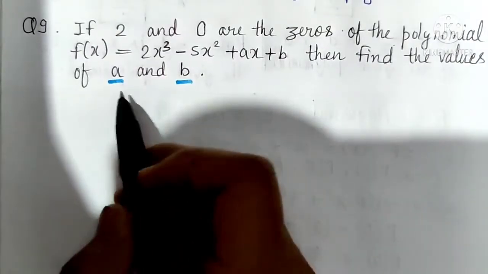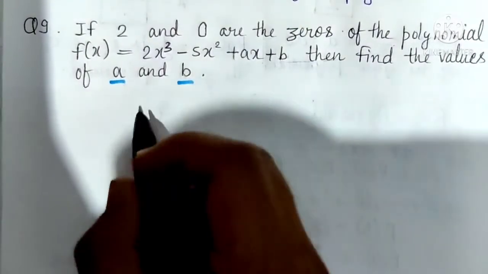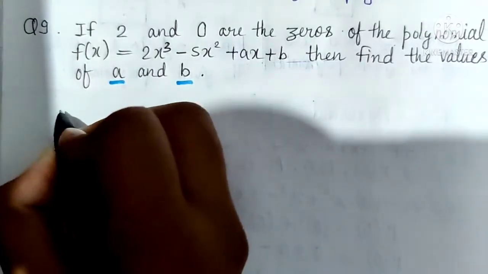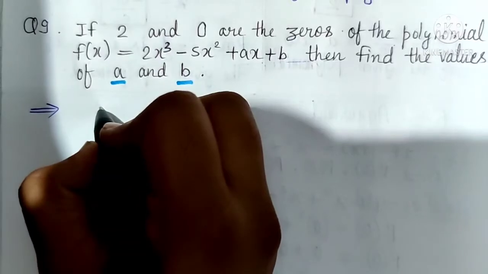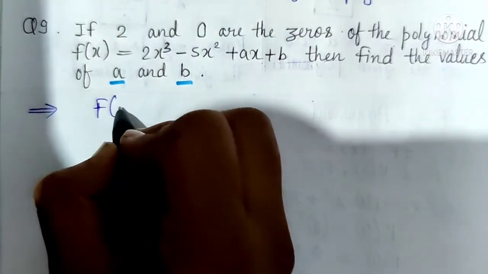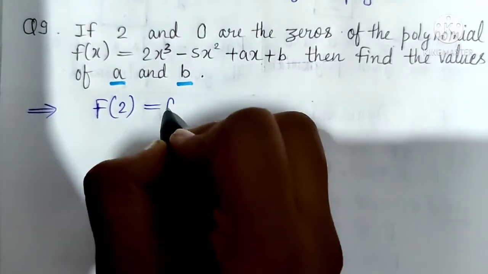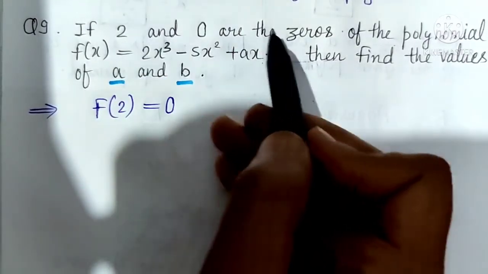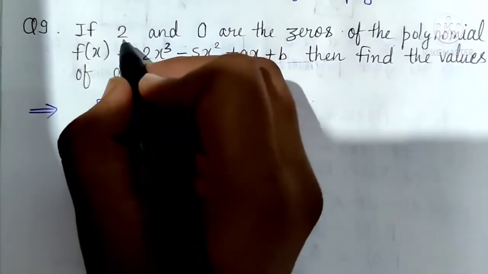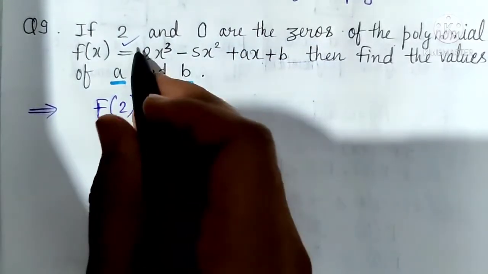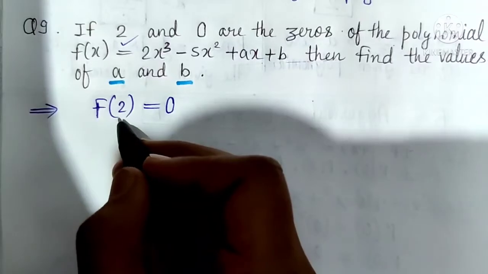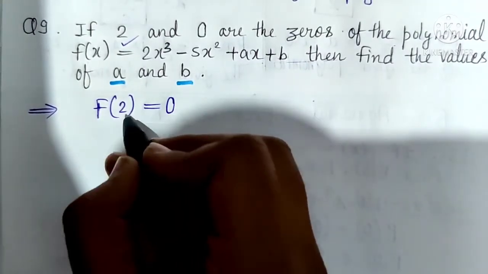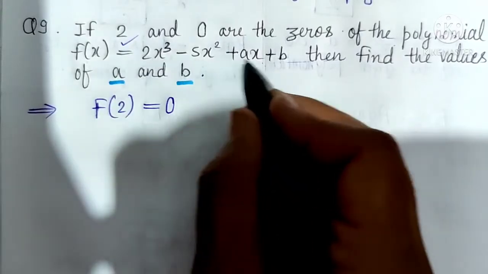I have written the whole question here, question number 9, and as they said 2 and 0 are the zeros of the polynomial, we'll put them in. So we will start the solution this way: as they have given that 2 is a zero of the polynomial, I can put f(2) equals 0. First I am taking 2 and after that I will take 0. So right now, in place of x, I am putting 2. f(2) equals 0 means this equation is equal to 0.